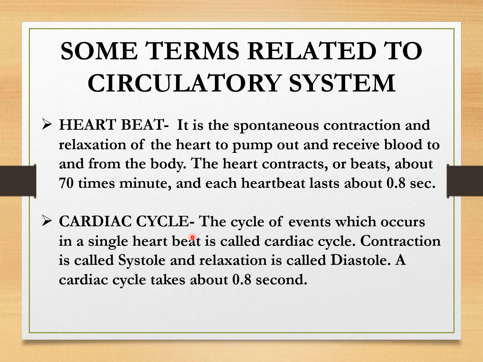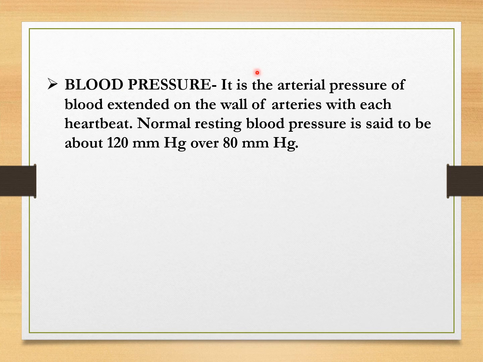Then cardiac cycle means the cycle of events which occur in a single heartbeat is called the cardiac cycle. Contraction is known as the systole, whereas the relaxation is known as the diastole. A cardiac cycle takes about 0.8 seconds. Blood pressure. It is the arterial pressure of the blood exerted on the wall of the arteries with each heartbeat. The normal blood pressure of a human being is 120/80.